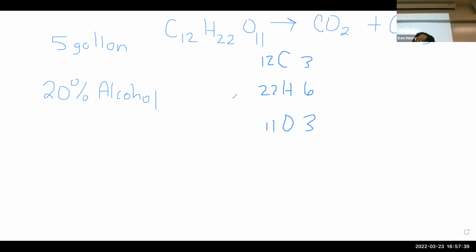Actually, let me revise the equation to make it a little more palatable, because really what happens is this. Your sucrose gets turned into glucose. And then we'll do the equation for the transition from sucrose to glucose. So then that's 12.